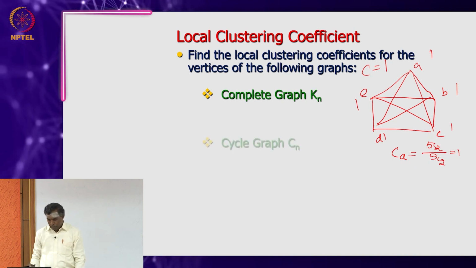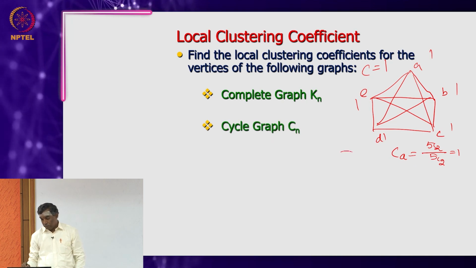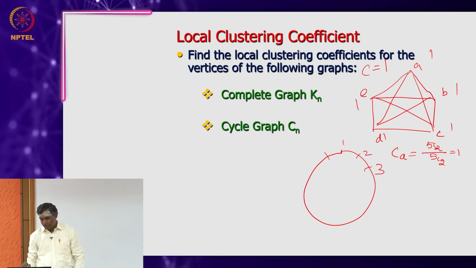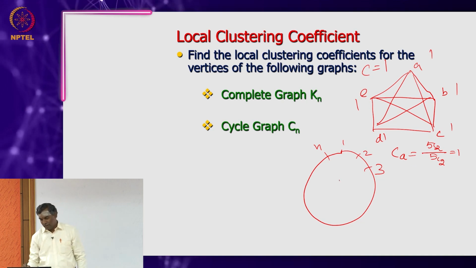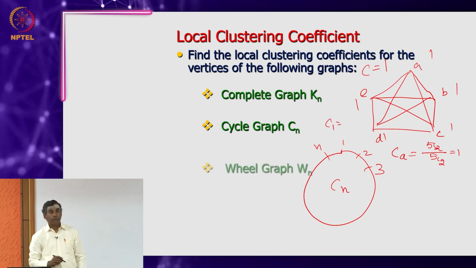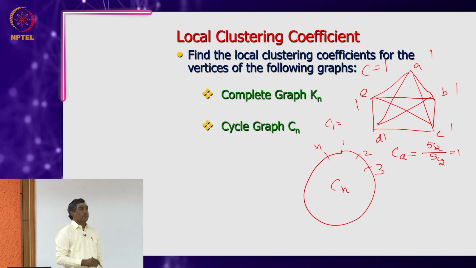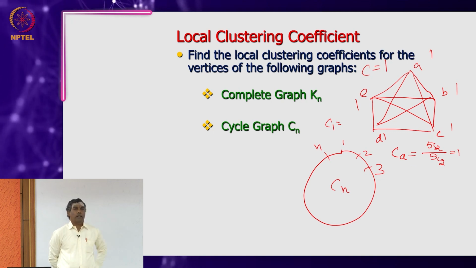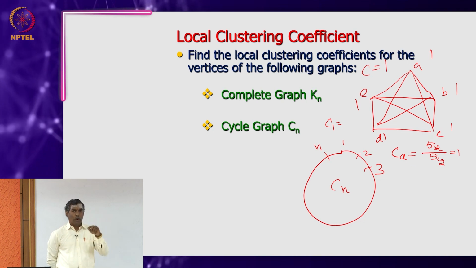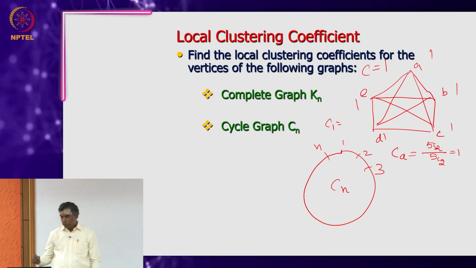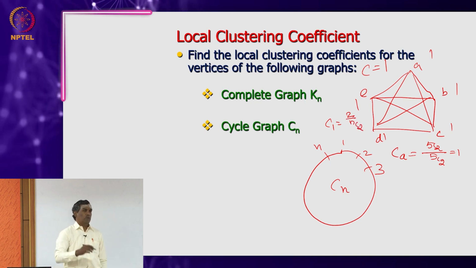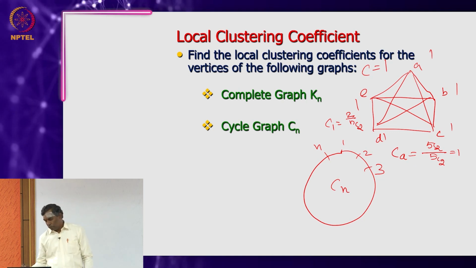Let us look into one more example. This is a famous graph. I am not teaching a graph theory course, but I just give an example. This is a cycle Cn. What is the clustering coefficient of C1? How many neighbors for the vertex 1? There are 2 neighbors, am I correct? How many edges between these 3? 1, 2 and n? 2. So it is 2 by what is the denominator? n choose 2. So it is the same, n choose 2 for all of them.